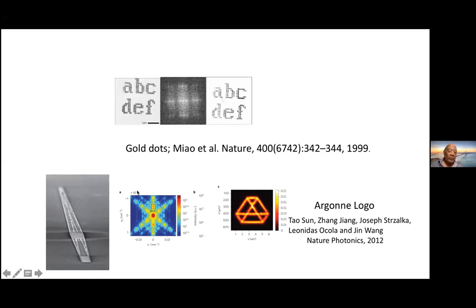And then in grazing incidence, Jin Wang's group at Argonne and Zhang Zhang took the Argonne logo, and since they were doing it in grazing incidence, they had to make it extremely long in one direction, like 40 times longer than the other direction. So it's a very distorted Argonne logo. But they then got a scattering pattern with speckles from the APS, and they went through this thing and they got the logo.